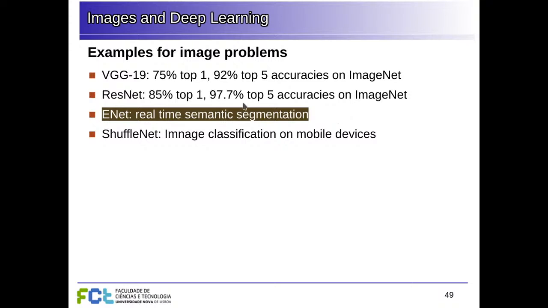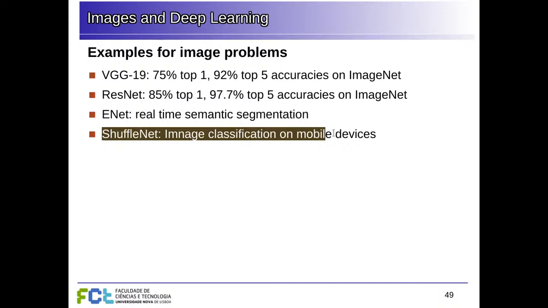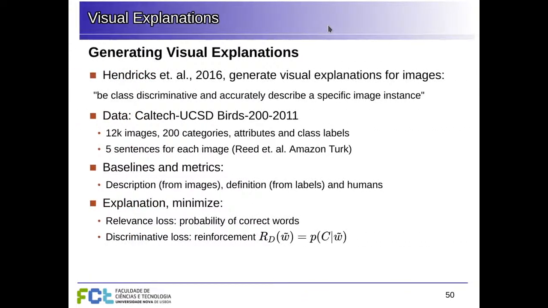And it can really do this in real time. You can present a video, and the network is classifying each frame and working with that. Then you have specialized networks. For example, ShuffleNet does image classification on mobile devices. You can have these kinds of networks on your mobile phone, and they don't require lots of computing power to use. Of course, they require lots of computing power to train, but once they are trained, you can use them in these devices.